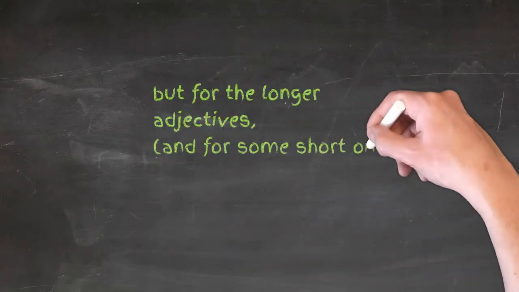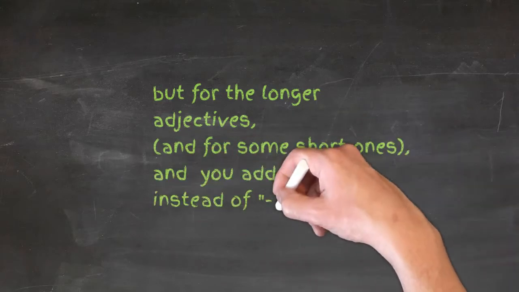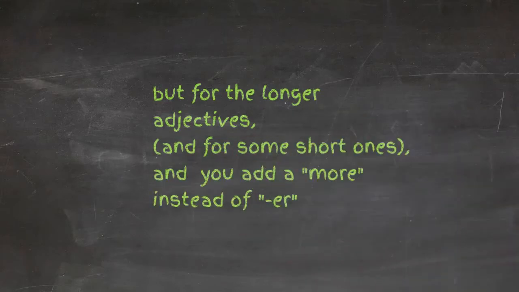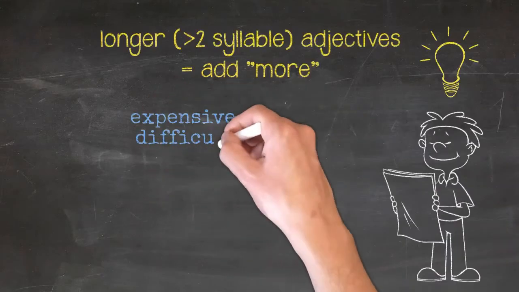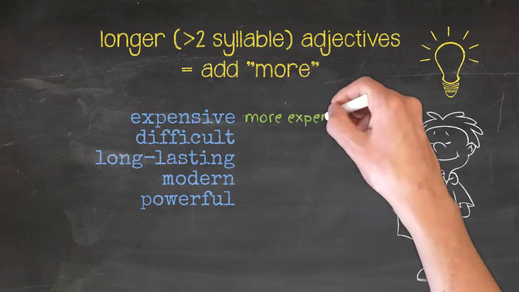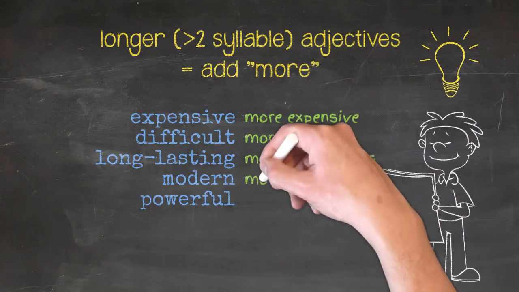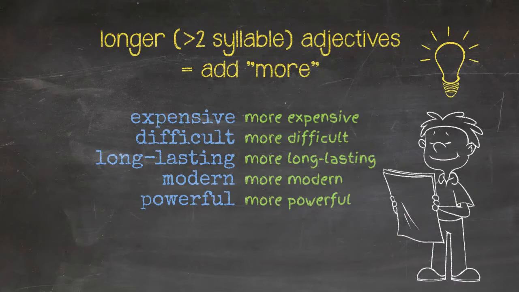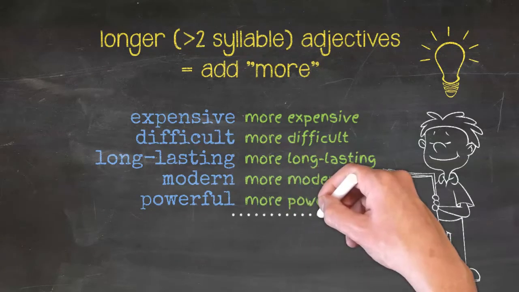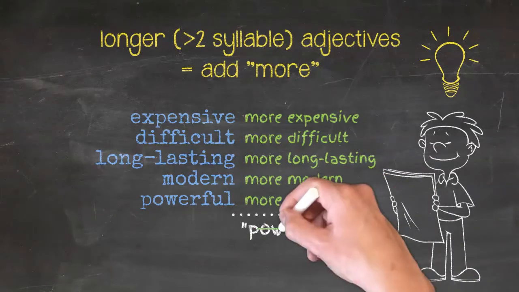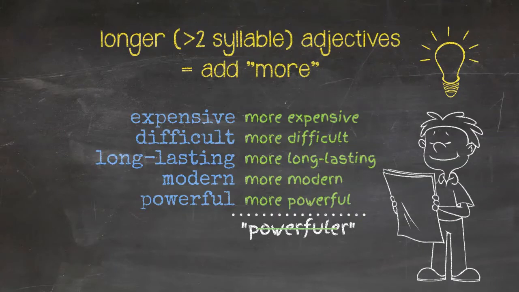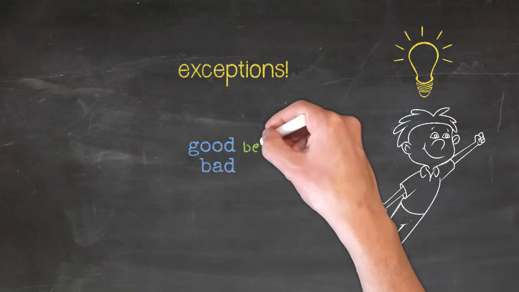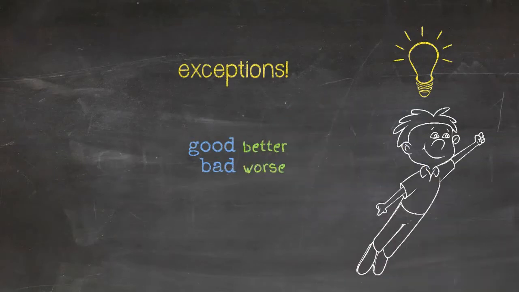But for the longer adjectives, and also for some short ones, you add more instead of er. These are usually long adjectives with more than two syllables or two sounds. Here are some examples. So we say more powerful and not powerfuler. And there are two exceptions. Good becomes better and bad becomes worse.